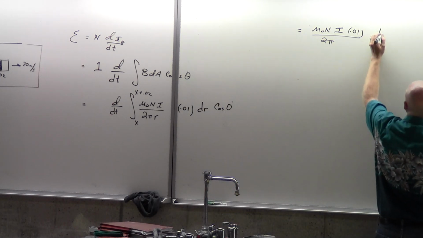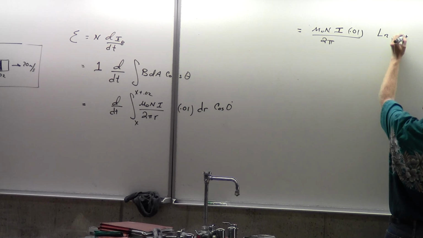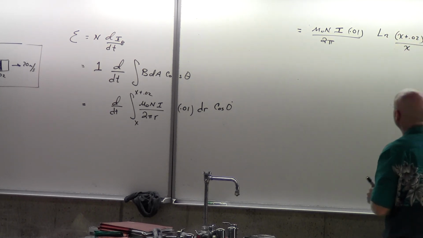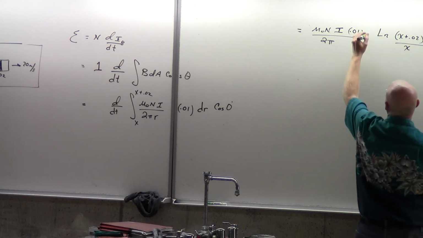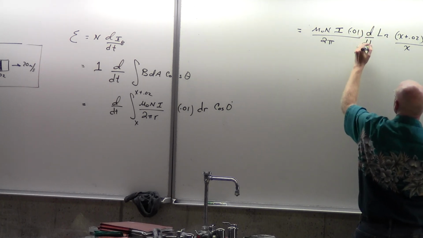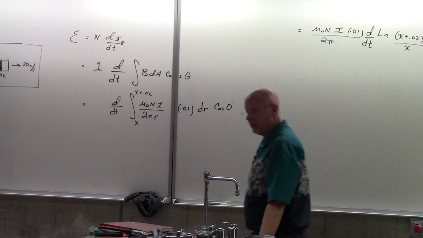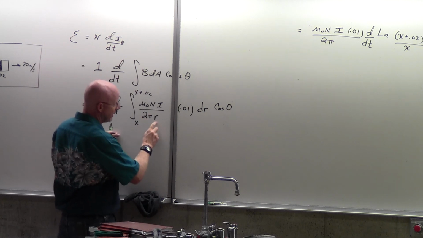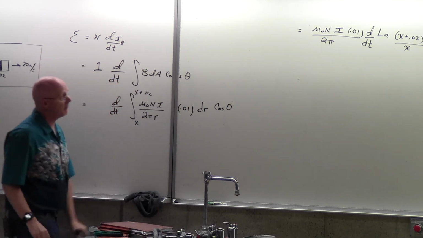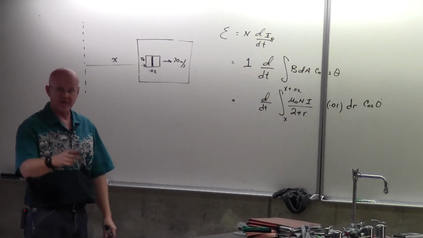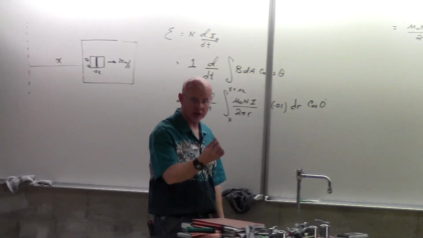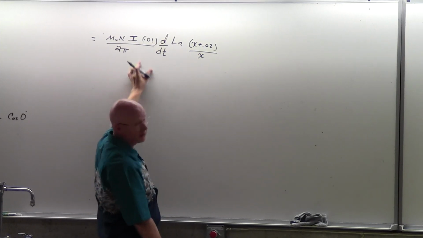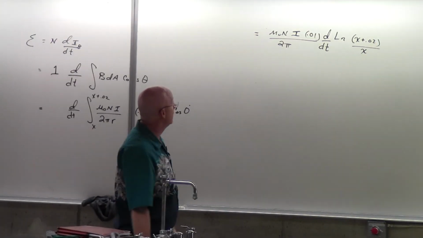And so this would be ln of x plus 0.02 over x. And then, what did I do with the derivative? Let me squeeze that in there. And then the derivative with respect to time. So let me just double check. I think I got all of that out in front. And then the stuff that does change with time is position. And so there's the integral, but I can't pull that in front of the derivative.